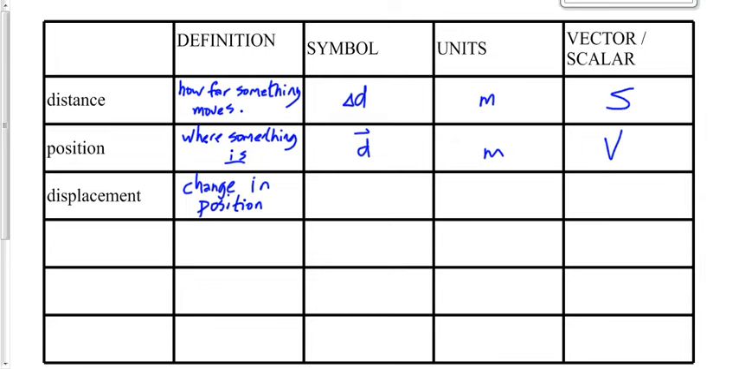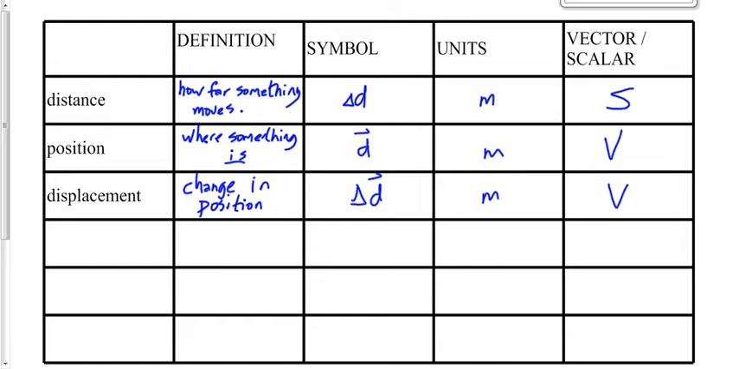Good, perfect. Look, it's change in position. So it's going to be position, but with a little delta in front of it. Because it's change in position, right? We established that delta means change, and we established that D with the arrow over it means position. What do you think the units are going to be? Meters. And a vector or scalar? Yeah, it's going to be a vector.